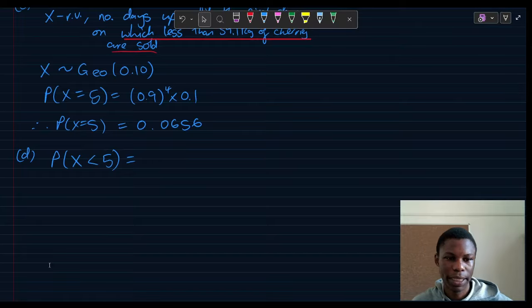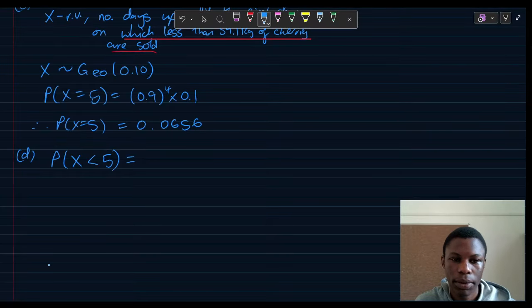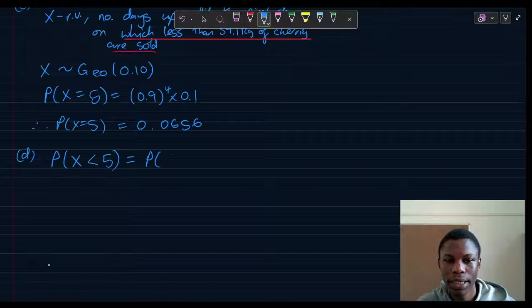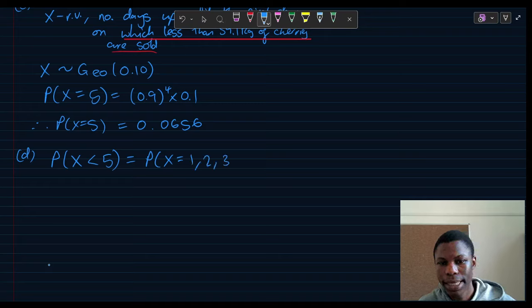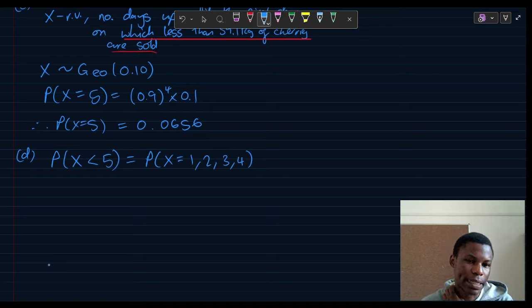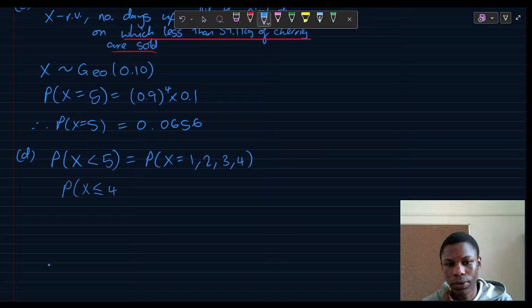Part D, probability that x is less than 5. Because this is discrete, when I say less than 5, remember we don't take x as 0, because you actually have to carry out at least one trial to get a success. So we start from x is 1, 2, 3, and 4 is the last number that we take, less than 5, because this is discrete. So this is essentially the same as x is less than or equal to 4.